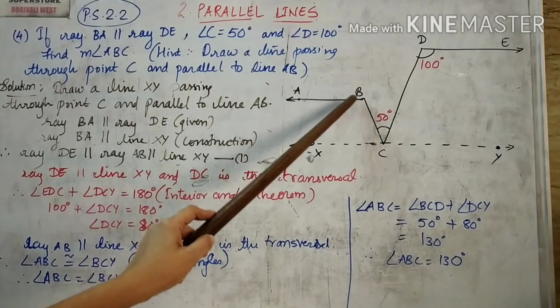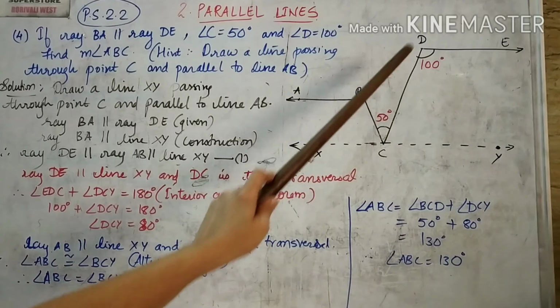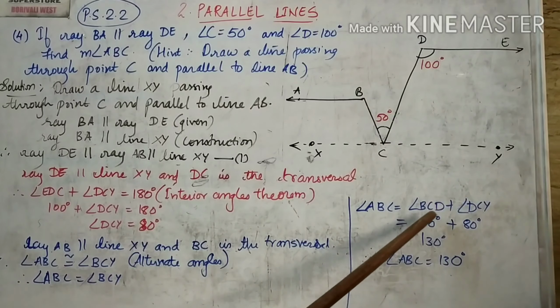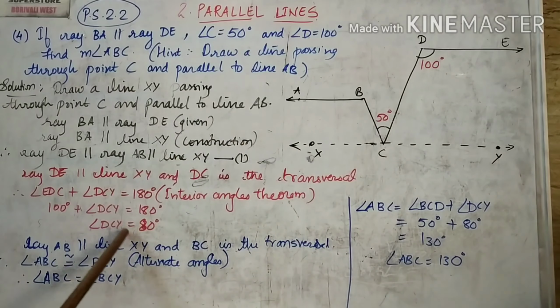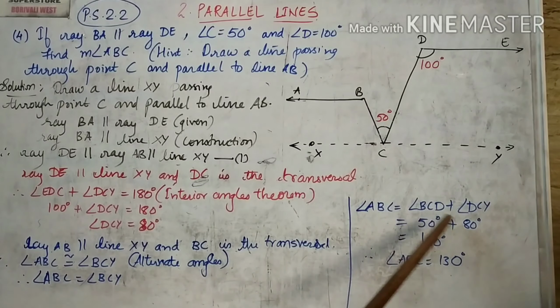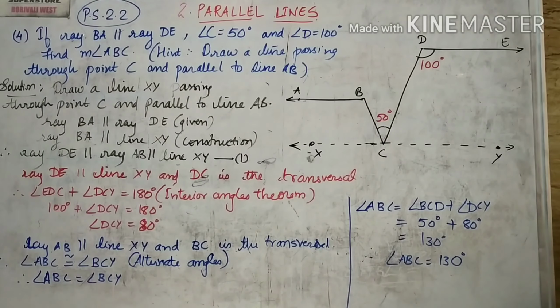I write down angle ABC is equal to BCY. I can write down as BCD plus DCY. So that is what I write down here. And then this becomes 50, which I know, and DCY I have found out here, which is 80 degrees. So 50 plus 80 becomes 130 degrees. So the measure of angle ABC is 130 degrees.